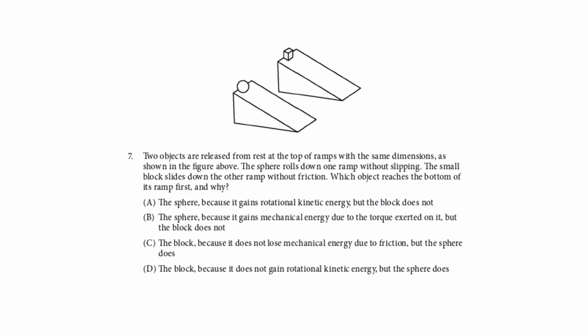Two objects are released from rest at the top of ramps with the same dimensions, as shown in the figure above. The sphere rolls down without slipping. Whee! The small block slides without friction. Whee! Which object reaches the bottom of the ramp first? Easy. The block is going to reach it first, not because of that one, but because of this reason right here, because it does not have any rotational energy. So remember, your potential energy is going to equal your kinetic energy at the bottom.